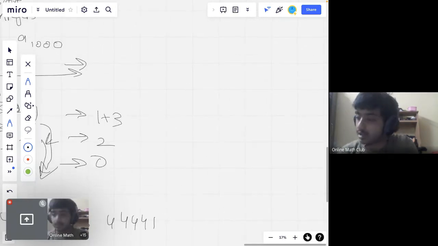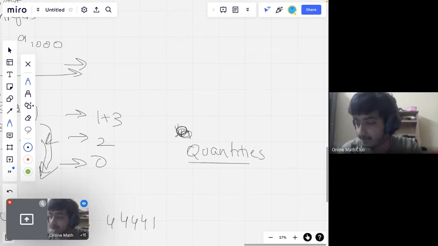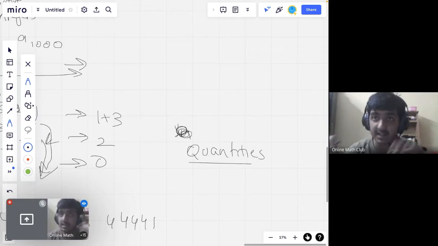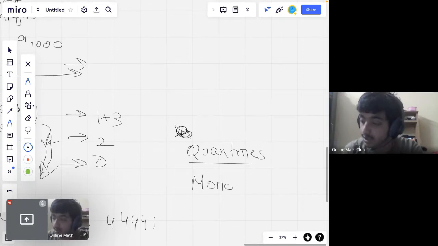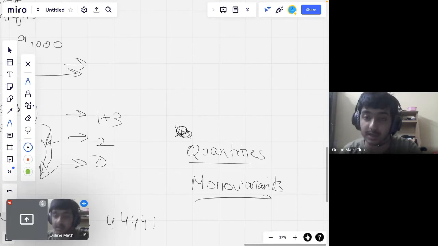So please don't look for invariance. I don't even think there is one. The idea is that now you'll try to search for quantities which help. Invariants are a very specific set of quantities that are good to look at because they remain constant, but you can also look at monovariants, which are quantities that change in only one direction. They either keep increasing or they keep decreasing.